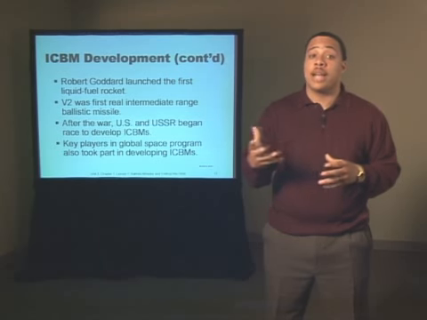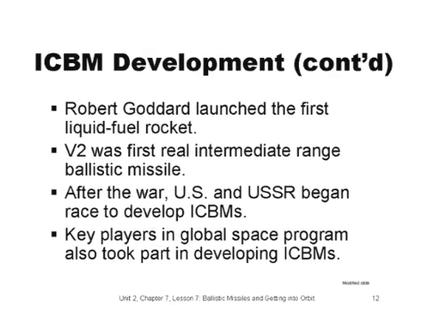You'll remember that in Chapter 2, we studied the development of the first real intermediate-range ballistic missiles, although some of them were not called that at the time. In Germany, under the command of Hitler in 1942, Werner von Braun launched the first real intermediate-range ballistic missile, the V-2 rocket. During the late 1950s, the former Soviet Union and the U.S. began to compete in developing ICBMs. And since then, several other countries have also taken part in ICBM development.